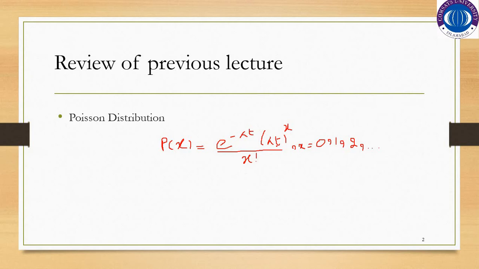And we have studied that the unique property of Poisson distribution is it has the same mean and variance. Its mean is equal to its variance, which is lambda into t.